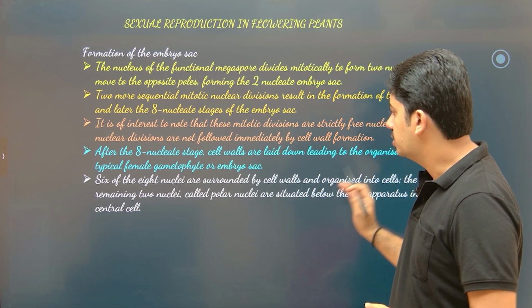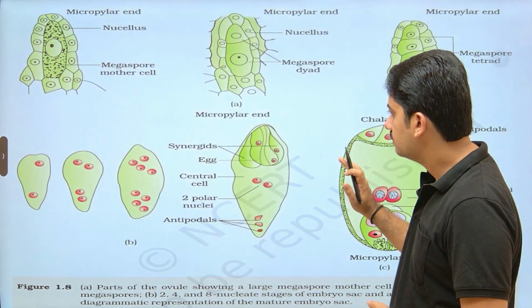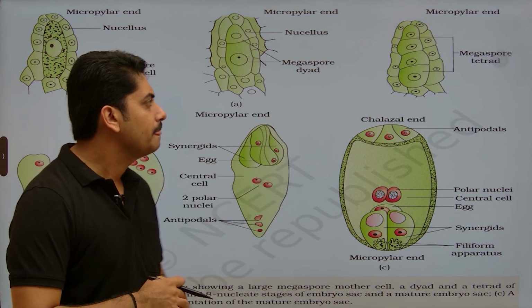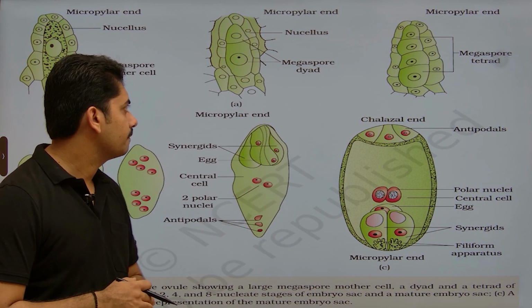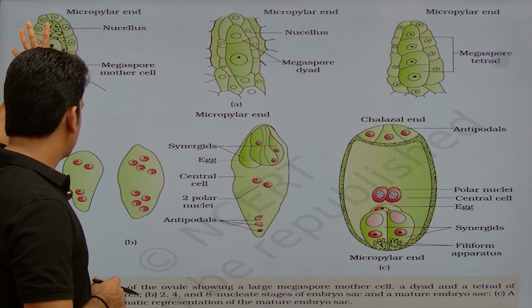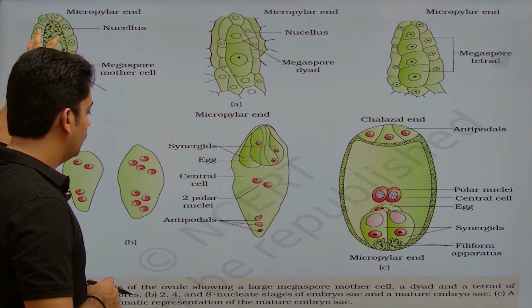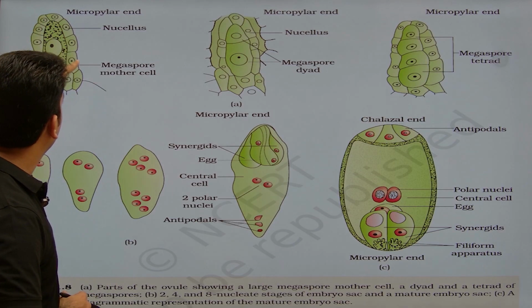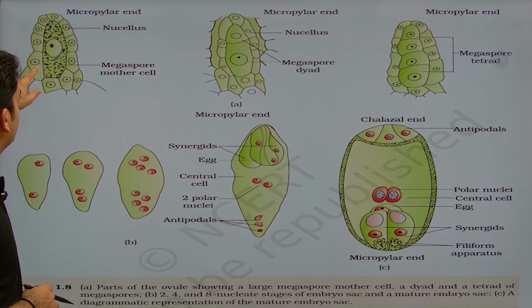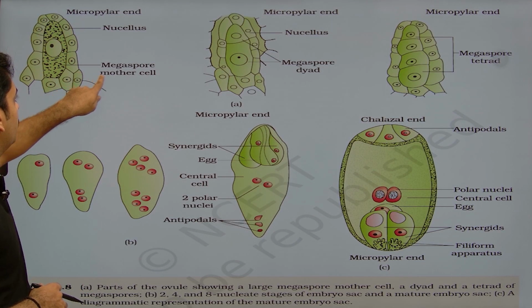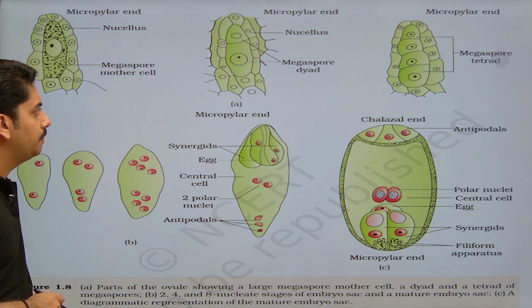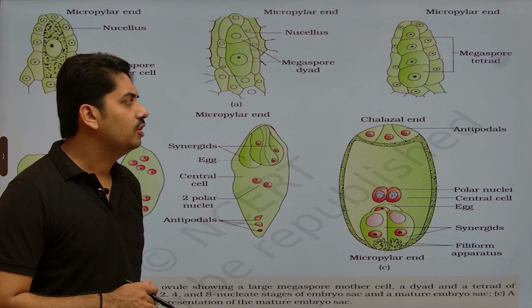Let me take the picture for better understanding. From this, it is very easy for me to explain megasporogenesis. Just observe the first picture. This is one ovule. Here you can see the outer layer is the nucellus. Inside there is one megaspore mother cell. This megaspore mother cell undergoes meiosis.